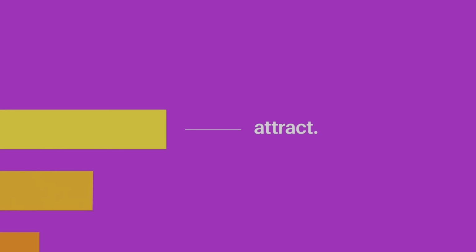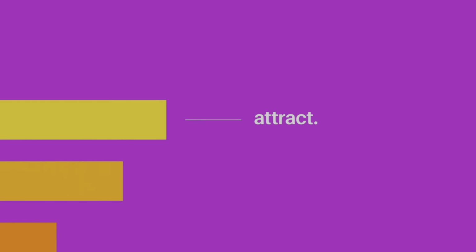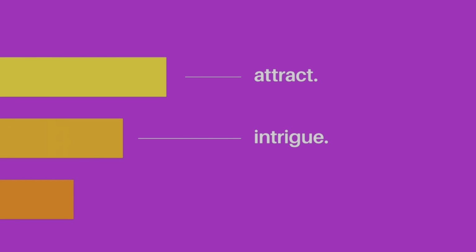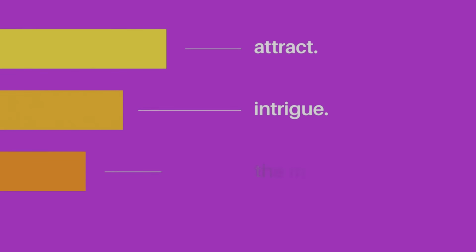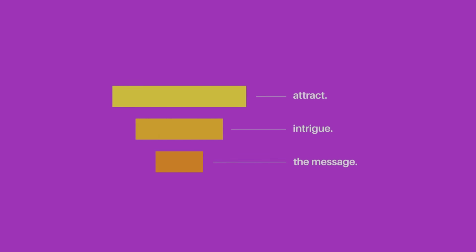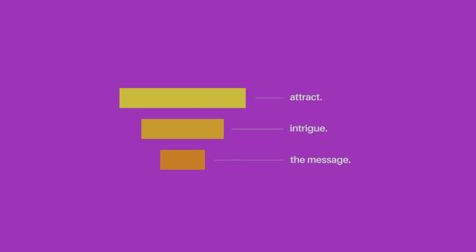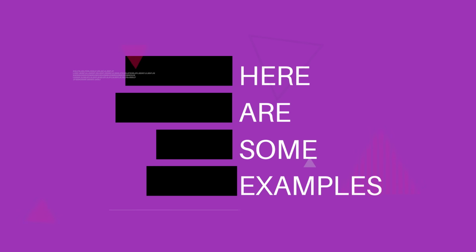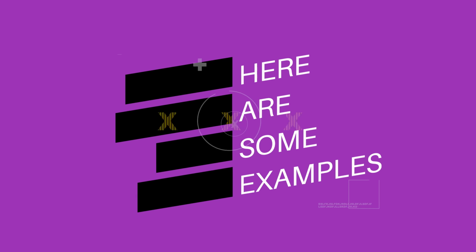So the three-stage process of marketing hierarchy is as follows. Attract, which is bringing in the viewer, intrigue, which is spiking their interest, and then delivering the message. These are the 3 steps a viewer will go through when viewing an effective design, and that viewer probably won't even be aware that it's happening. But let's take a look at an example that explains this process.